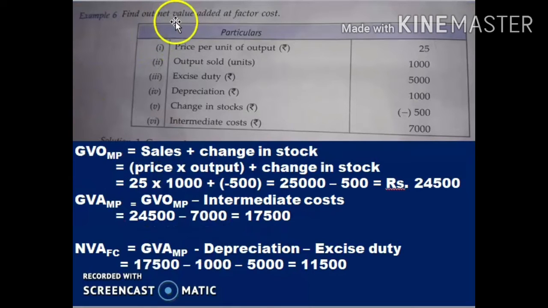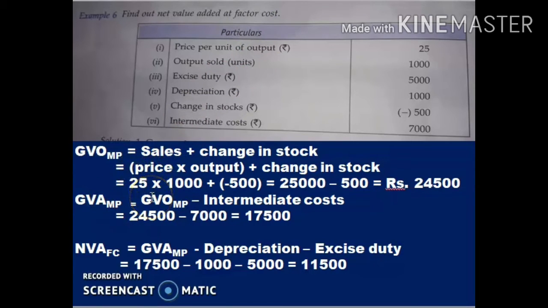Find out, it's another model of question. Find out net value added at factor cost. So at first I had told you we have to find in product method GVAMP or GDPMP at first. So here then we can convert to GVA at factor cost, NVA at factor cost. So first initially you find that. So GVAMP, how will you find?